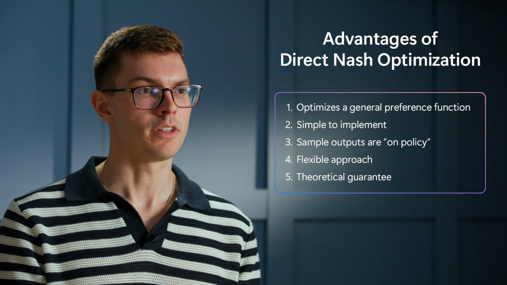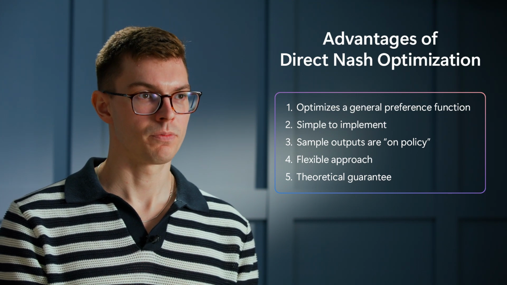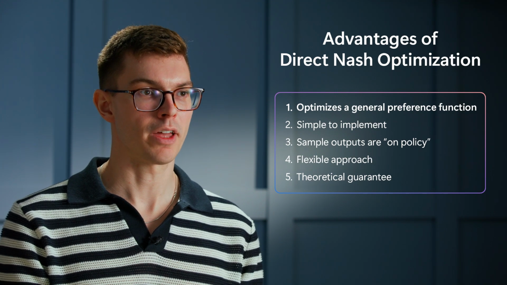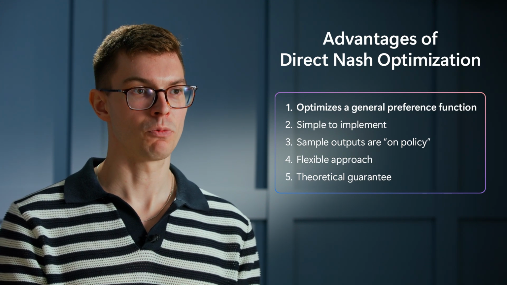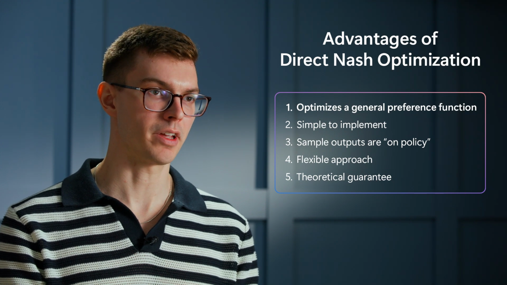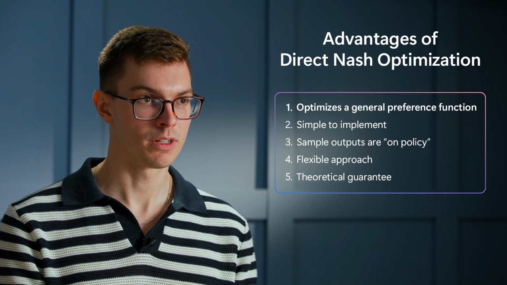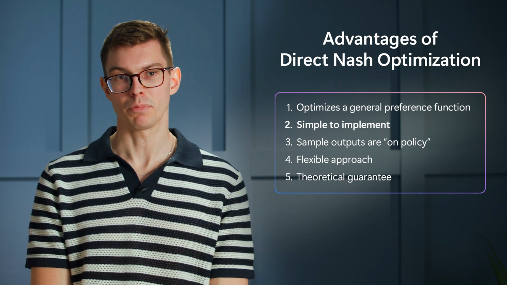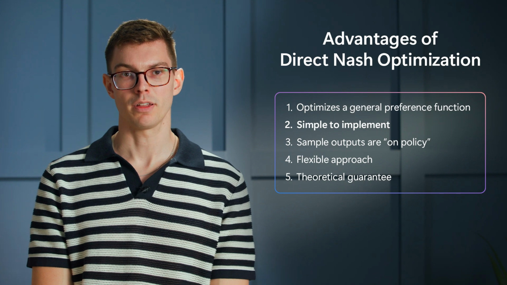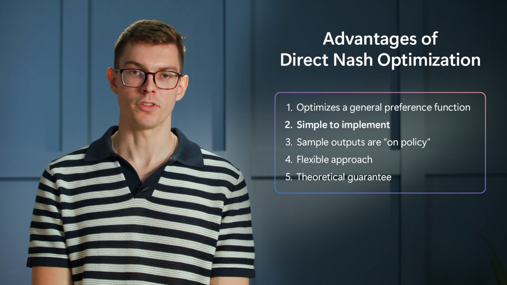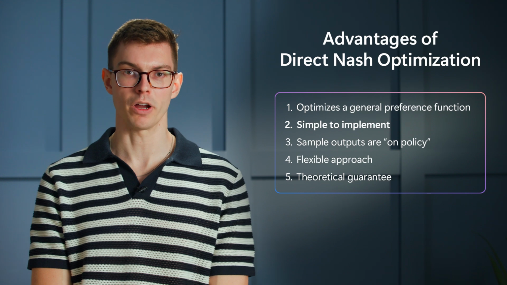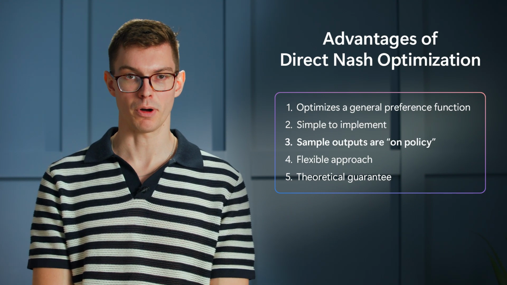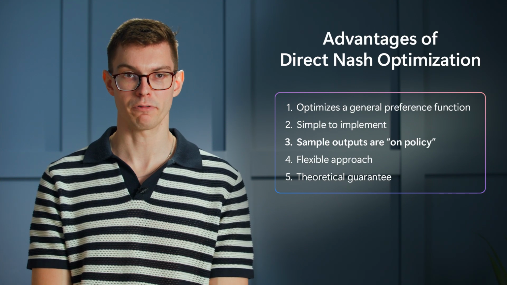At a high level, direct Nash optimization has many advantages. Firstly, it optimizes towards a more general preference function directly, rather than a pointwise reward model, which is limited in its expressibility since it can't model transitive preferences. Secondly, it is an iterative algorithm, meaning it is much simpler to implement. We use a contrastive update as the loss, which does not involve any policy gradients or heavy reinforcement learning machinery. We also sample on-policy outputs from the model and compare them to each other in a self-play framework.